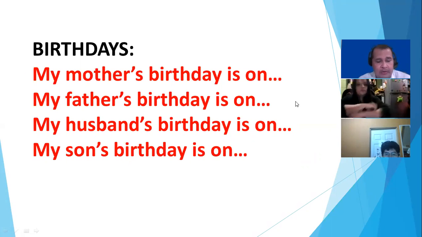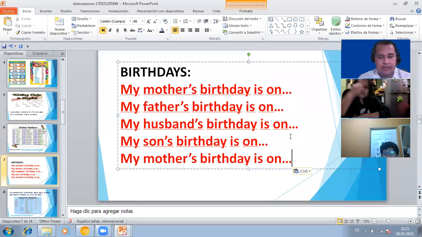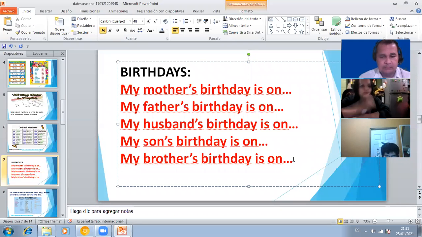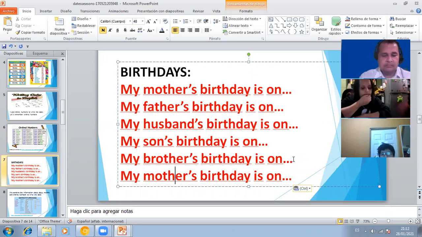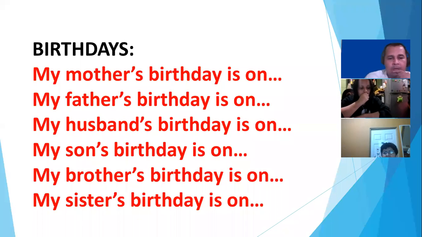So in the case of your brother, you can say something like this, for example. My brother's birthday is on September 15th. My sister's birthday is on January 1st. January 1st, fantastic. Thank you, Evelyn. Thank you for your description.